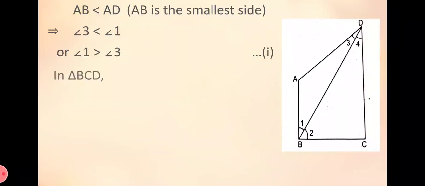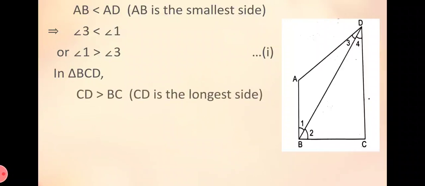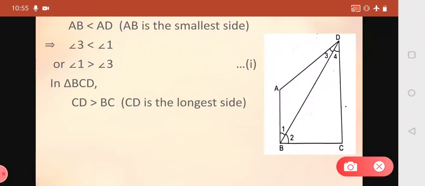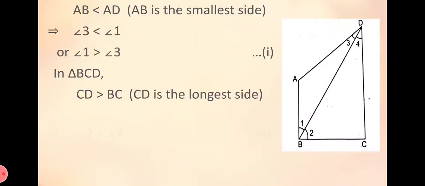Now in another triangle, that is triangle BCD, again CD is greater than BC because CD is the longest side of the quadrilateral. The angle opposite to CD, this is our CD, will be angle 2. Similarly the angle opposite to side BC will be angle 4. So angle 2 is greater than angle 4. Let it be number 2. Why? Because the angle opposite to the longer side is larger.